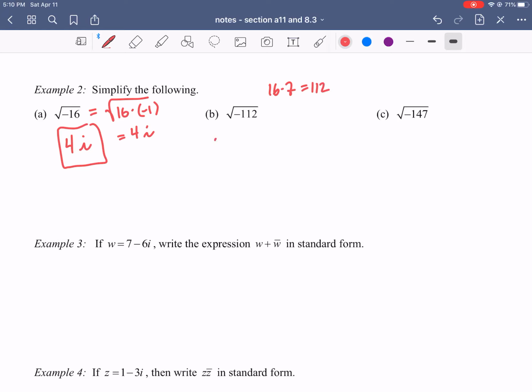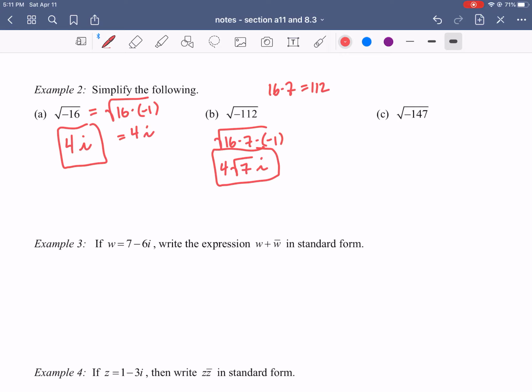And so what this becomes is 16 times 7 times negative 1. And so now the square root of 16 is 4. 7 is not a perfect square, so it's got to stay under the radical. And then the square root of negative 1 is our i. So 4 square root of 7 i would be the result there.